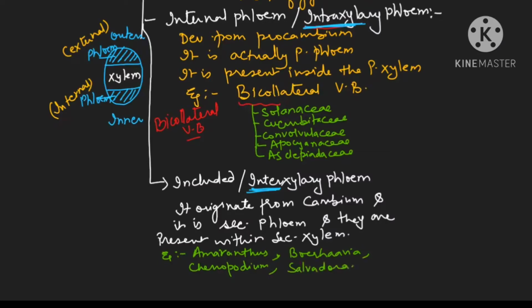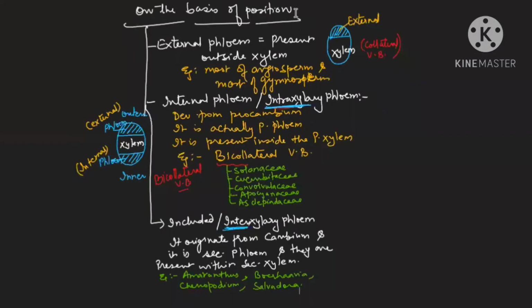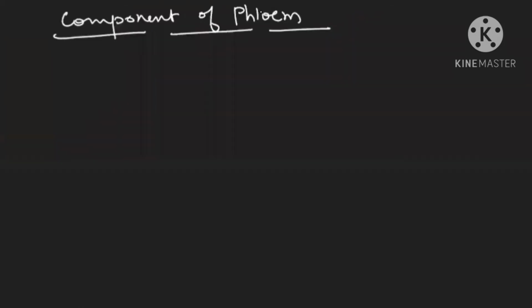So there are three types of phloem depending upon position. Is it clear? Just wait, let me make it small for you so that you can get the entire picture also. So see here, on the basis of position, you are having three types: external phloem, your internal phloem, and included phloem. Is it clear? I hope up till here the topic is clear to you. Now next we should know the components of the phloem.